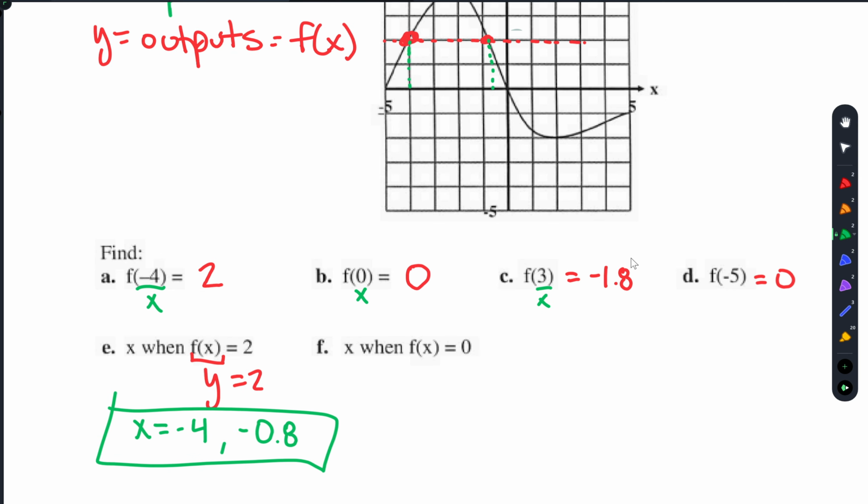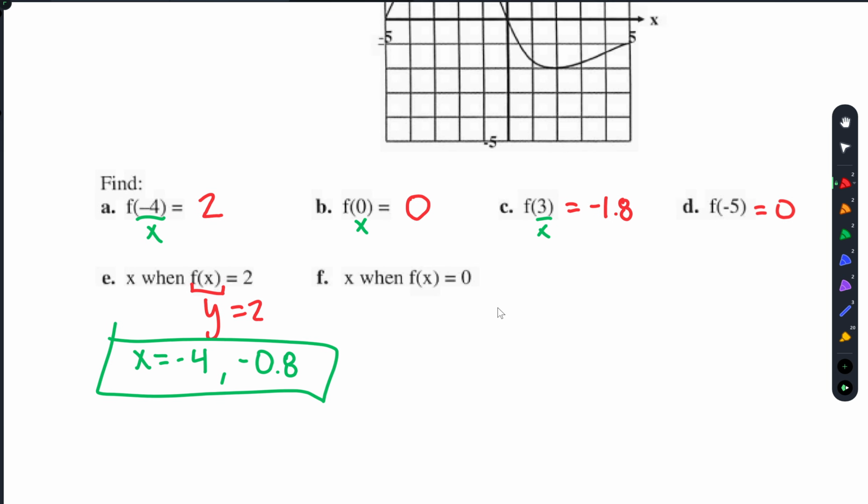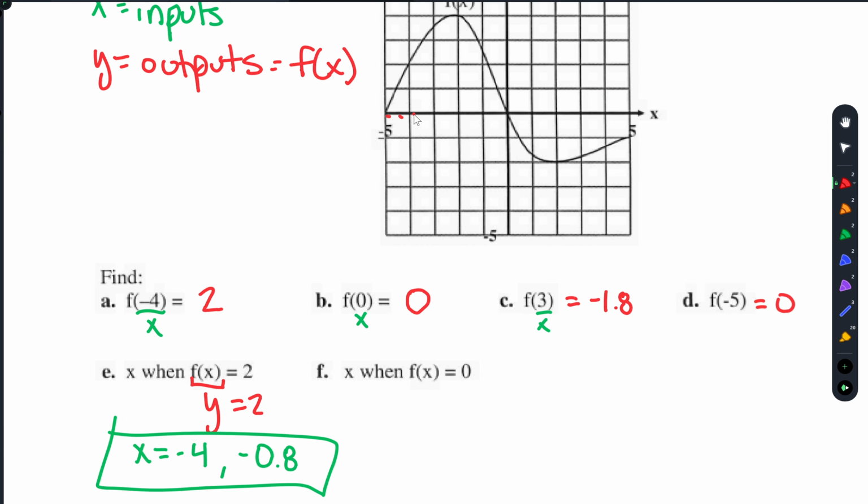Any questions there? Okay, let's erase and do it again. X when f of x equals 0. So I'm looking at where my y value equals 0. That's this whole horizontal line right here. My graph crosses that twice again. Those 2 x values are -5 and 0.